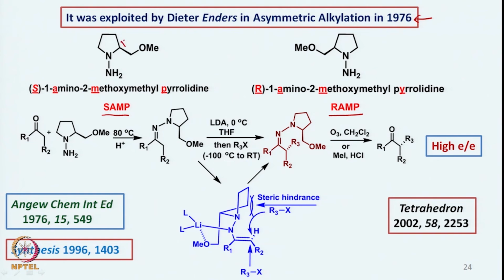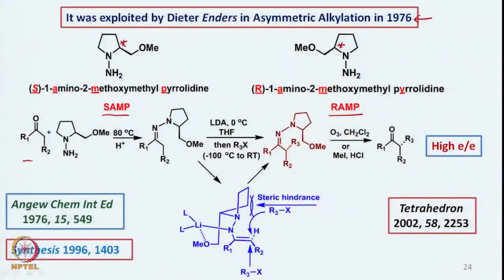So there is an asymmetric center here and there is an asymmetric center here. This is (S)-1-amino-2-methoxymethyl pyrrolidine, and the other one is (R)-1-amino-2-methoxymethyl pyrrolidine. So one is SAMP and the other is RAMP, and that is how they are known as SAMP and RAMP hydrazines, introduced by Dieter Enders. Not much is now being done on these, but they were once very popular, and even now Dieter Enders and others make use of them in many reactions.